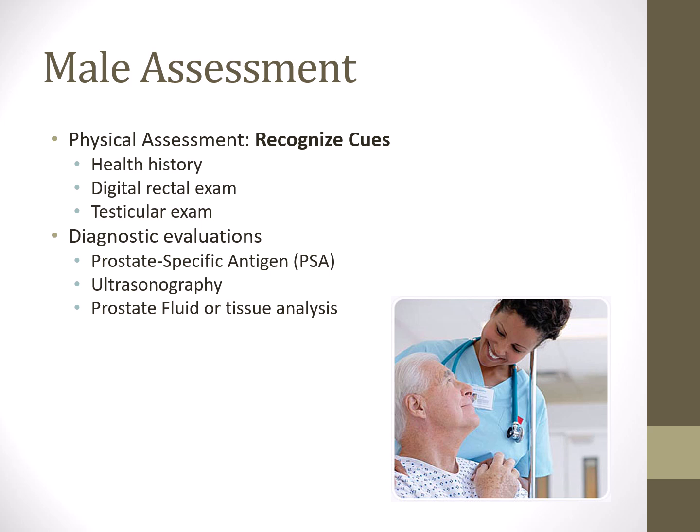Prostate-specific antigen, or PSA, is a protein produced by the prostate. High levels of PSA in the blood can indicate prostate cancer, BPH, or prostatitis. Ultrasounds may be ordered for several reasons, including a bladder ultrasound to determine residual urine, or a transrectal ultrasound to view the prostate and surrounding structures.